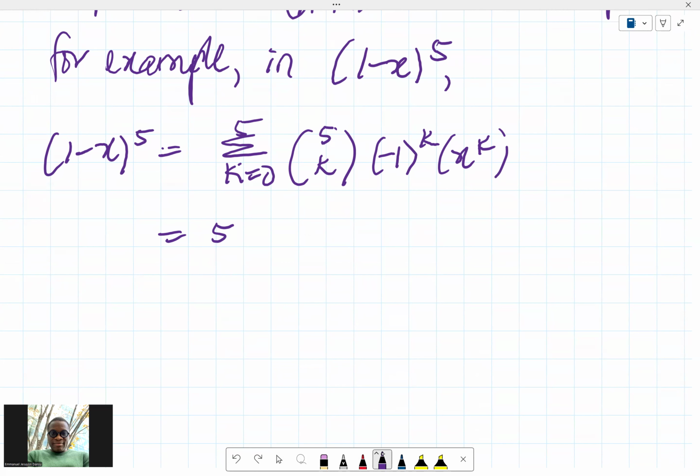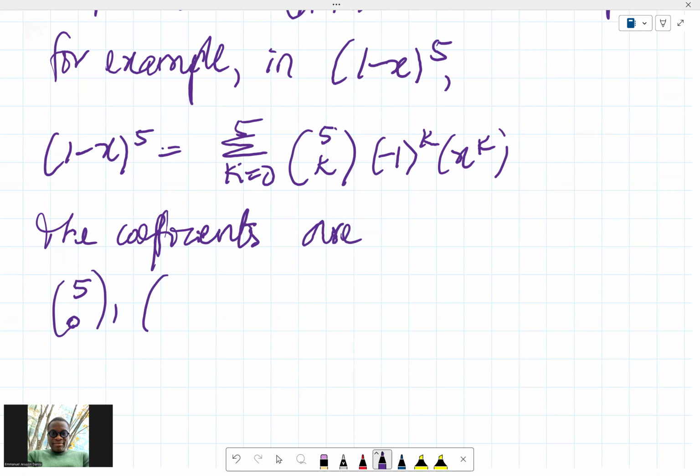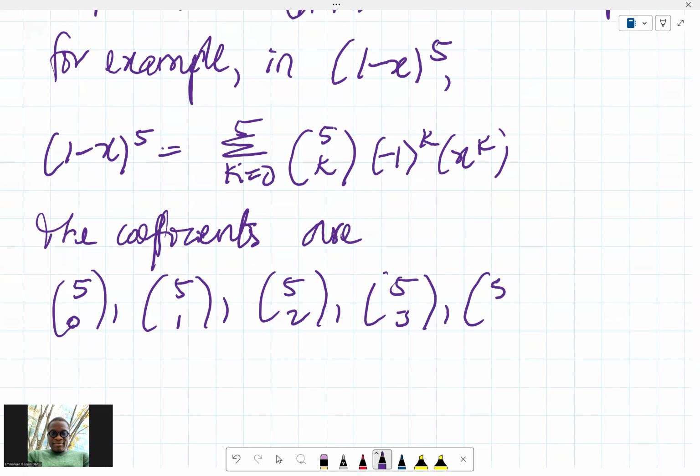Yeah, let me just talk about the coefficients. So the coefficients are 5 combination 0, 5 combination 1, 5 combination 2, 5 combination 3, 5 combination 4, and lastly 5 combination 5.